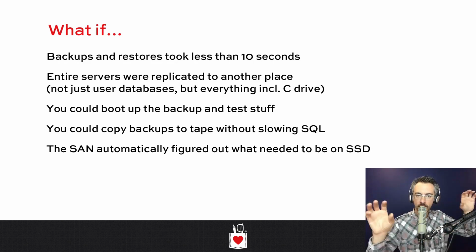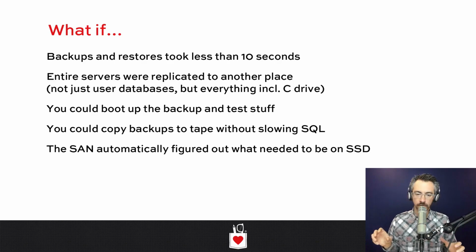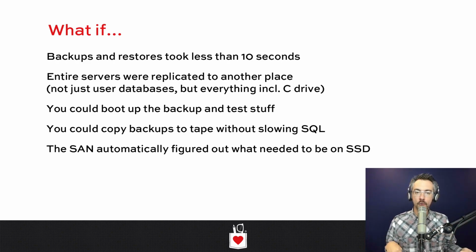What if the SAN automatically put frequently accessed stuff on the fast storage and put rarely accessed stuff on slow storage? Everything that's in here is doable, but I want to explain it in a sense that SQL Server people are going to understand. You don't have to know how to configure these things, but knowing how they work internally will change how you work with SQL Server when it's time to use these features.